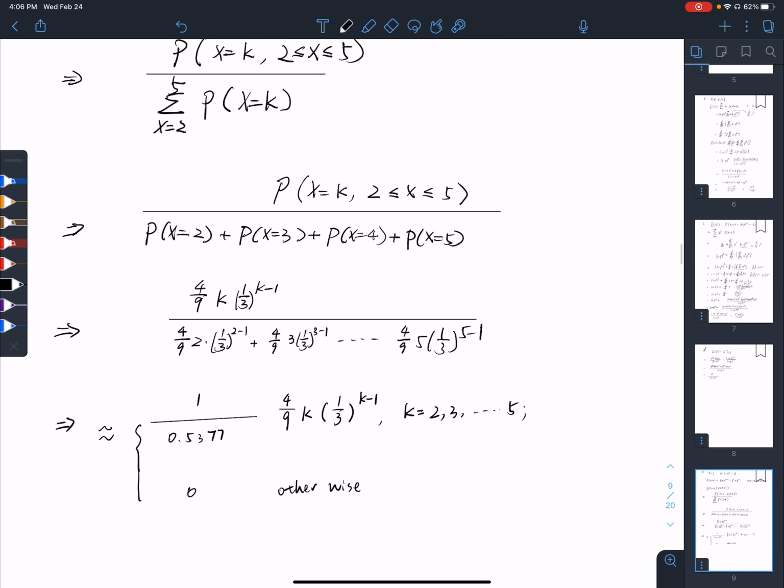And after calculation, we got it's 1 over 0.5377 times 4 over 9 times k times 1 over 3 to power k minus 1, for k belonging to 2, 3, 4, 5. And otherwise it's equal to 0.